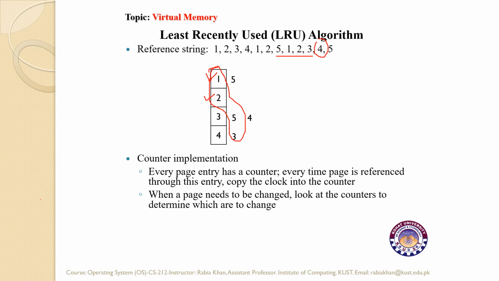Page number 3 has been recently used in the past, so we cannot replace it. Page number 2 is also used recently in the past. Page number 1 is a little away. Page number 5 is the farthest away page used in the past. So the option we are left with is to replace the page that is used least in the recent past. Page number 5 is the one used least in the recent past, so page number 5 goes out and page number 4 comes in at its place.